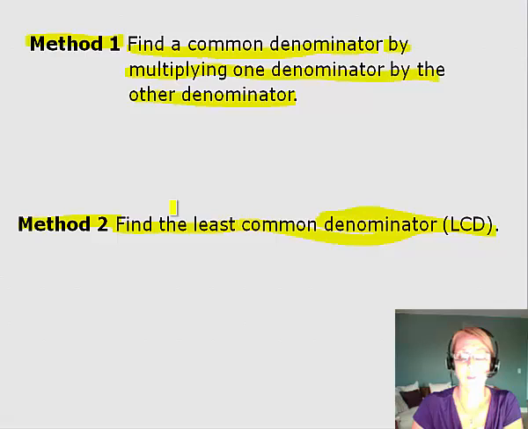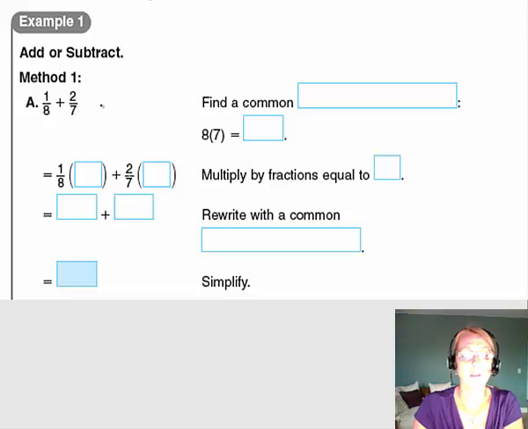Now method 1 is a little quicker at the beginning, but depending on the numbers could get a little bit tougher and harder to do by hand. Method 2 requires more upfront work to find the least common denominator, but once you find it, the math may be easier. Let's look at an example problem. This is using method 1.